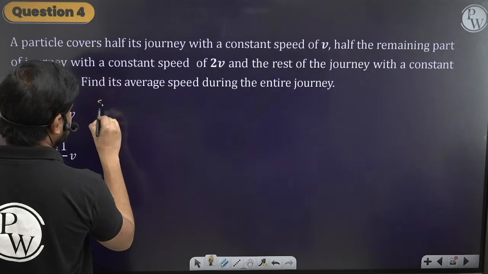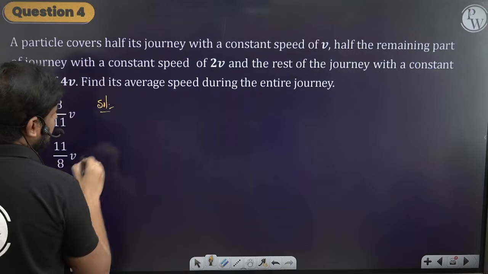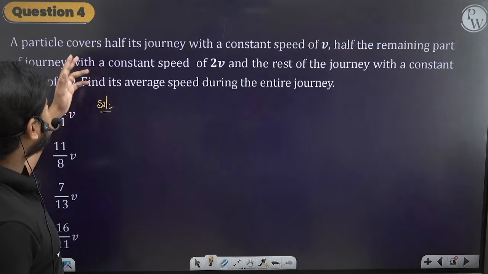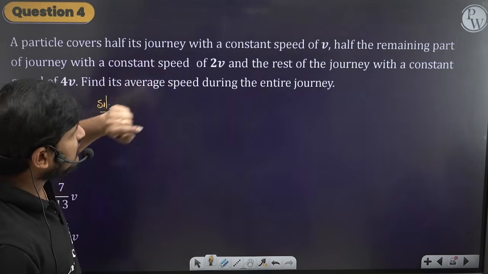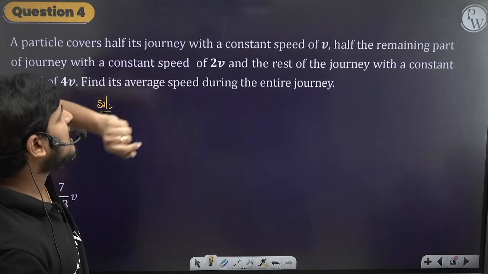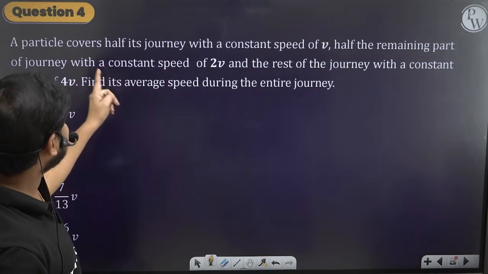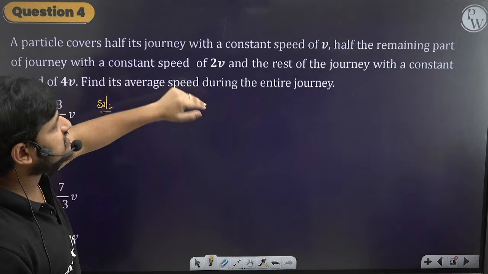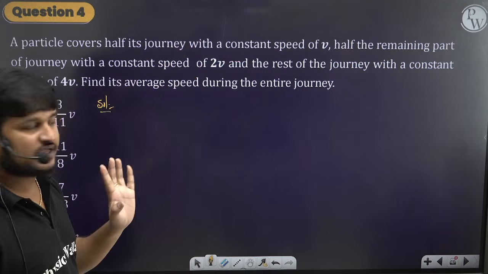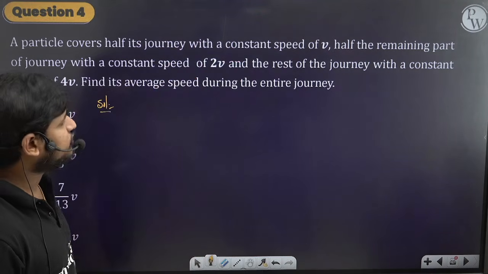So try guys, pause the video and try it on your own. A particle covers half of its journey with a constant speed v, half the remaining part of the journey with constant speed 2v, and the rest of the journey with a constant speed 4v. So find its average speed during the entire journey.